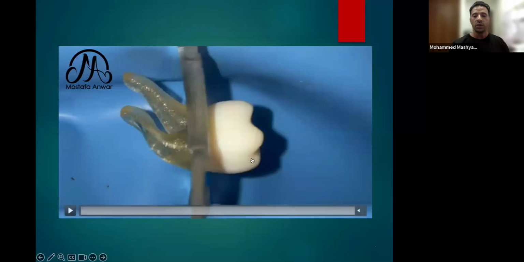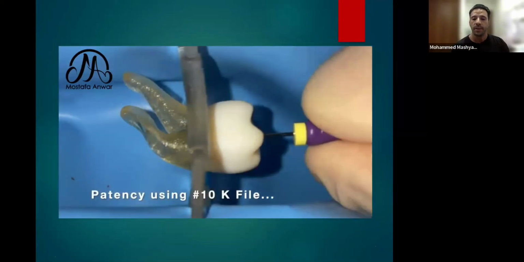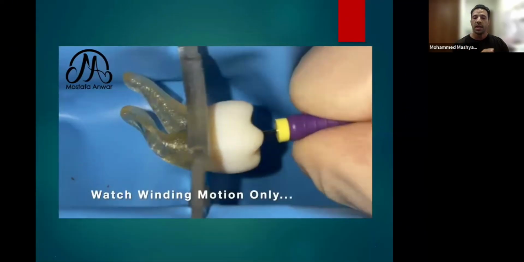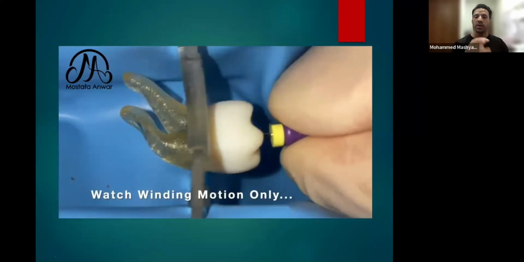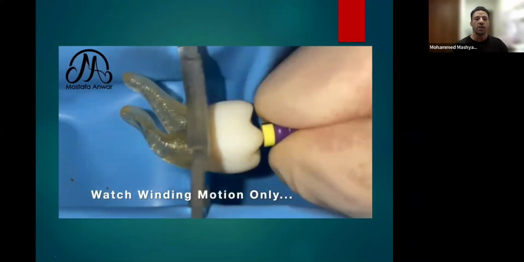Here in this video, we can see how they do it with the hand file. Look at the hand movement of the operator. See how the movement, there is no continuous clockwise. It's always like a watch-winding movement. It's like right, left, right, left, right, left, right, left, until he reaches the final working length.